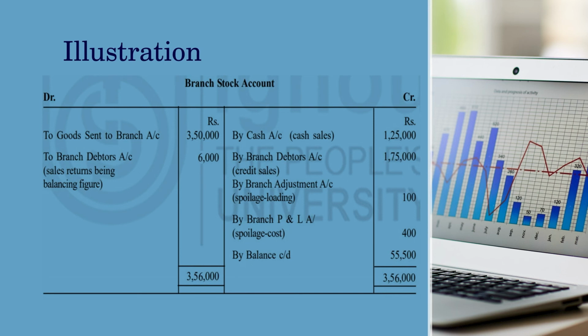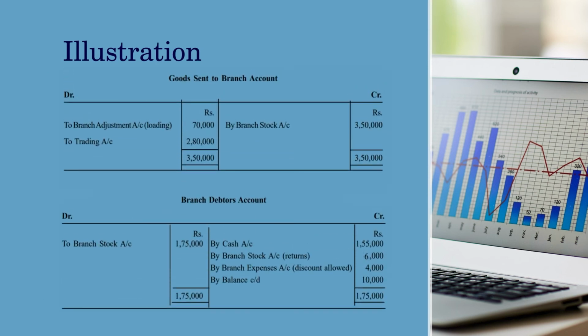So total is 3,56,000. If we subtract 3,50,000 out of this 3,56,000, this is the amount of 6,000, which is known as branch debtors sales returns, being the balancing figure 6,000. So goods sent to branch: 70,000 is the loading amount and 280 is the cost. Total is 350. So this is by branch stock 3,50,000. This 3,50,000 entry we had made in the branch stock account, debit to goods sent to branch.